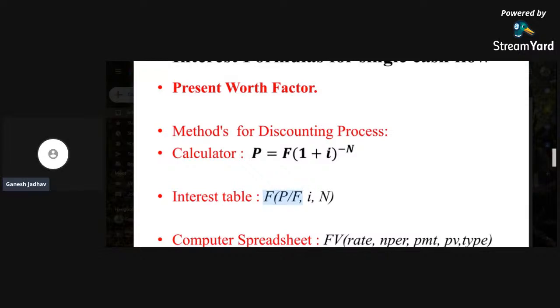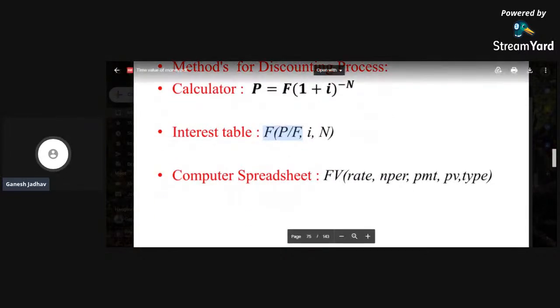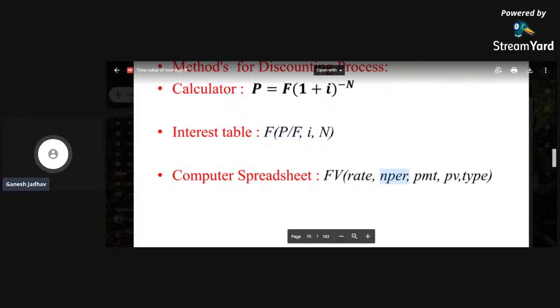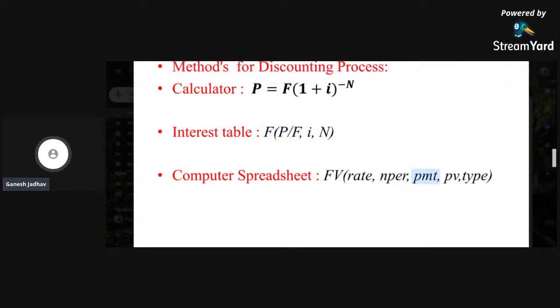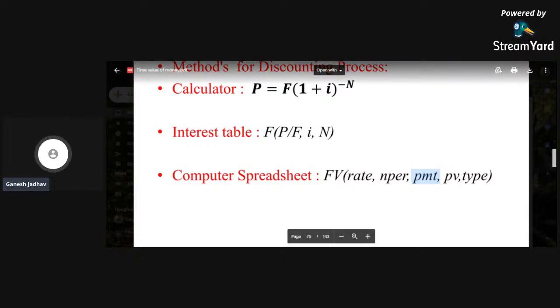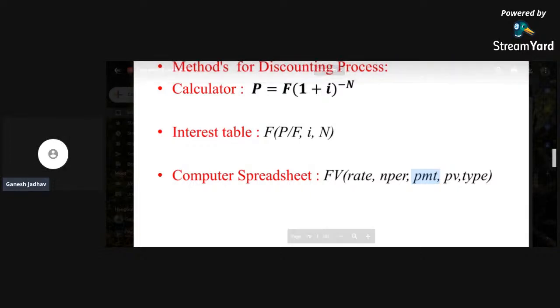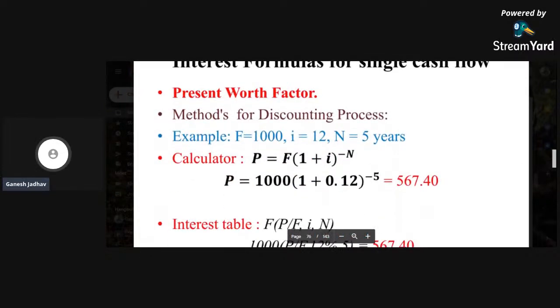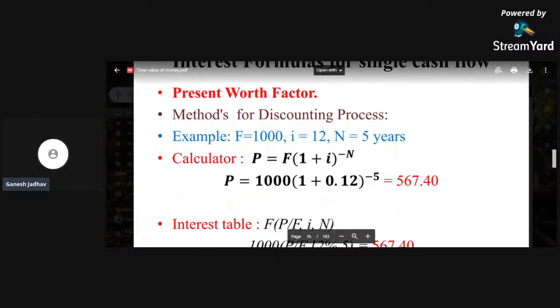I and n. So the future value, that is the rate, nper, pmt, the present value, and the type. Here is the value of n, that is the primary amount, the primary value. Here is the method for the discounting process, and they give a simple example of how to calculate the value of P.